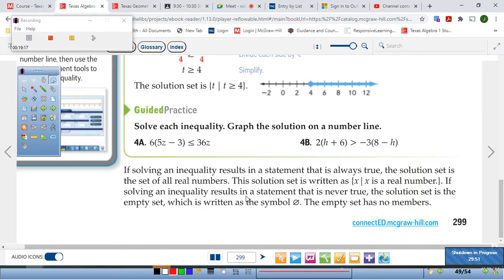If solving an inequality results in a statement that is never true, the solution set is the empty set. It is written as a symbol, like a circle with a line through it, imagine the Ghostbusters, no ghost. Same thing here. There's no answer here. The empty set has no numbers. It means that there's nothing in there.